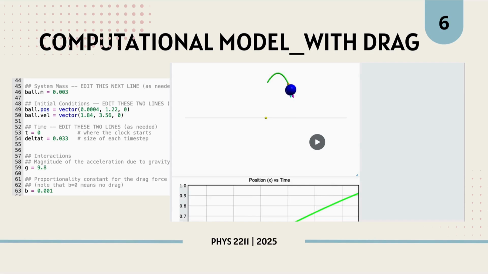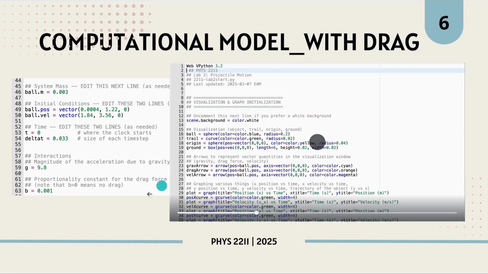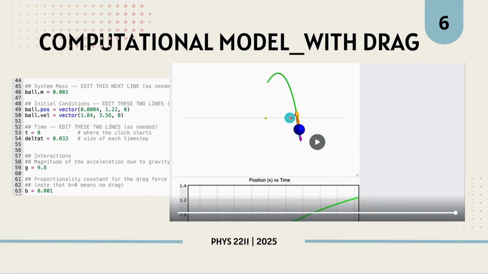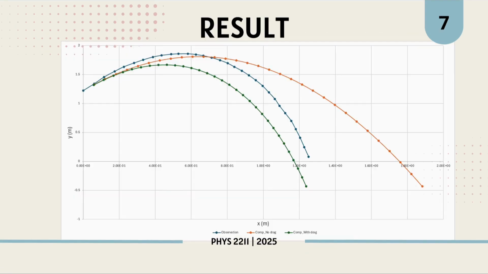With the drag force applied, we only change the b constant to 0.001, and this is our result. Here we have the drag force arrow, and it is opposite to the velocity arrow. Here are the three models put together. The orange is the computational model without drag force applied, so it goes much further compared to blue and green. Green is the computational model with the drag force applied, and as you can see it is much closer to the observed motion in blue.